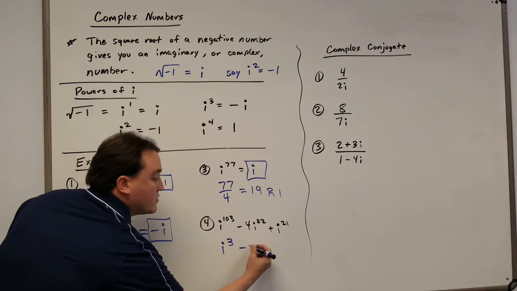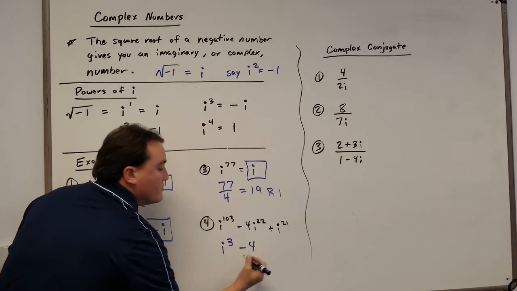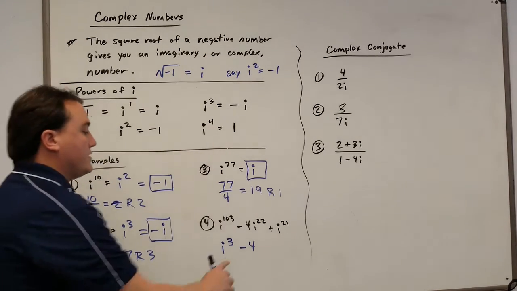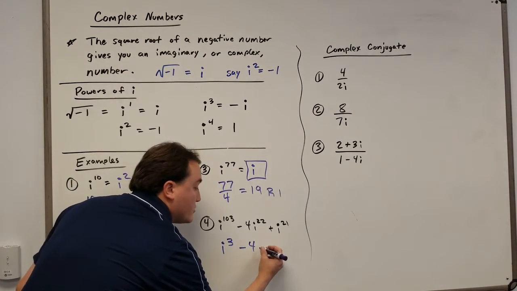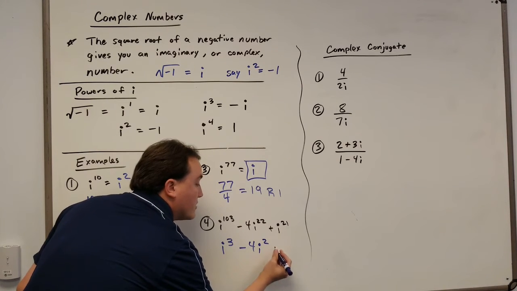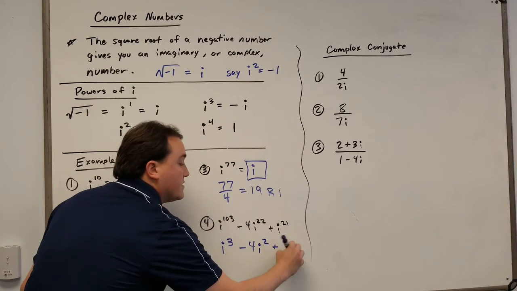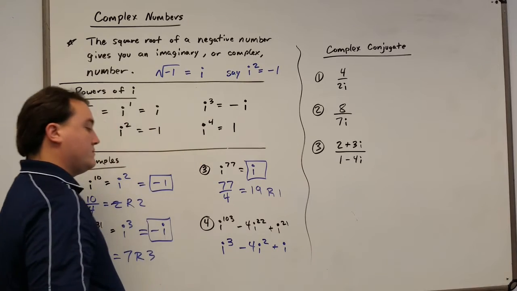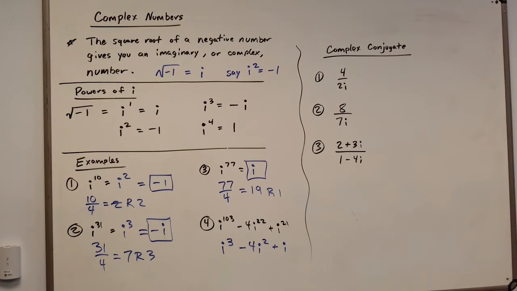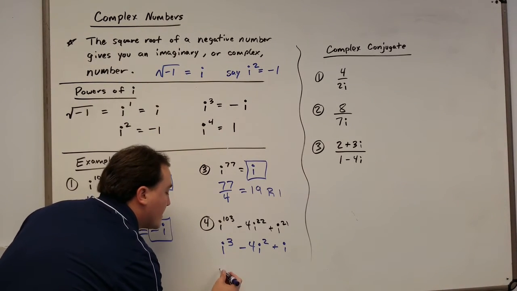4 goes into 20, but we keep this 4. It's just a multiplier, so we multiply. The remainder here, since 4 goes into 20, is 2. So that's I squared. Plus, this is I to the 1st power. This is -I.